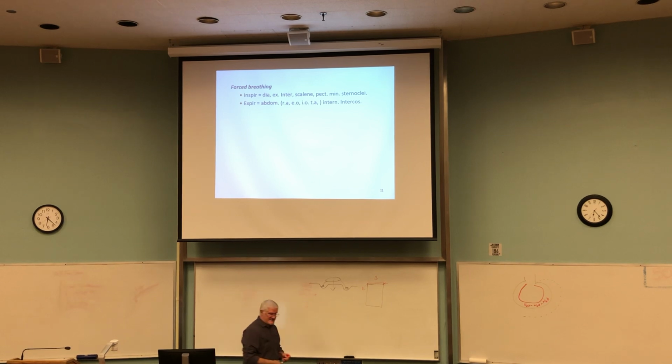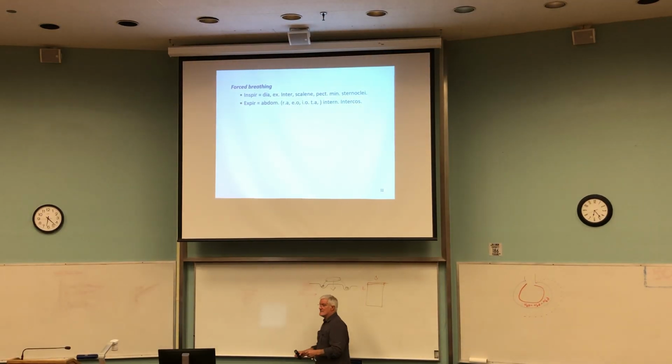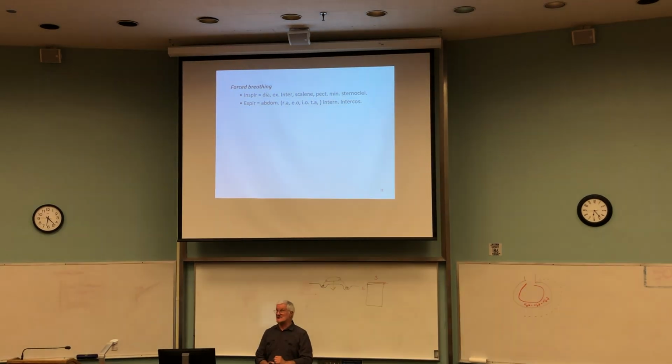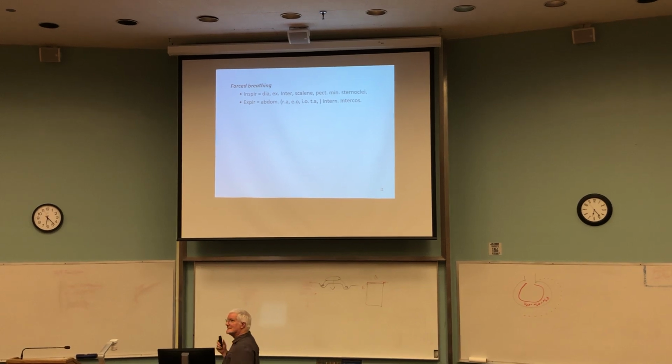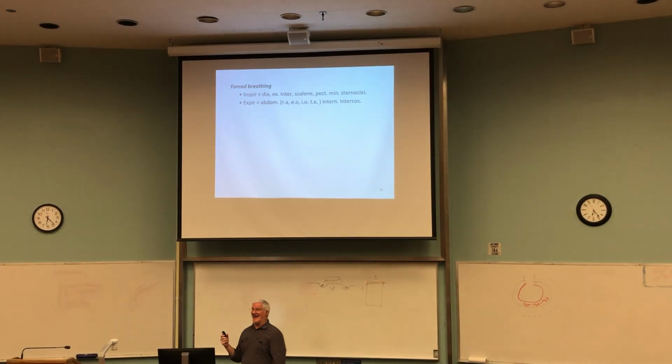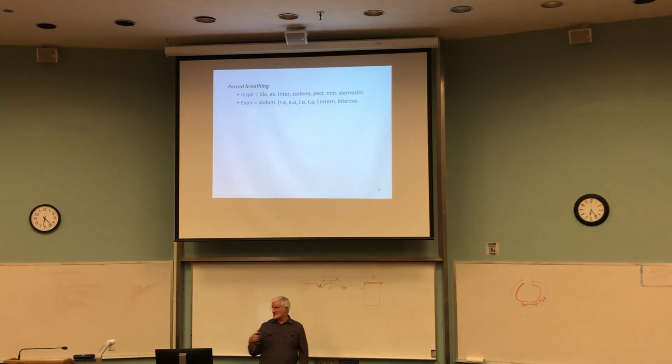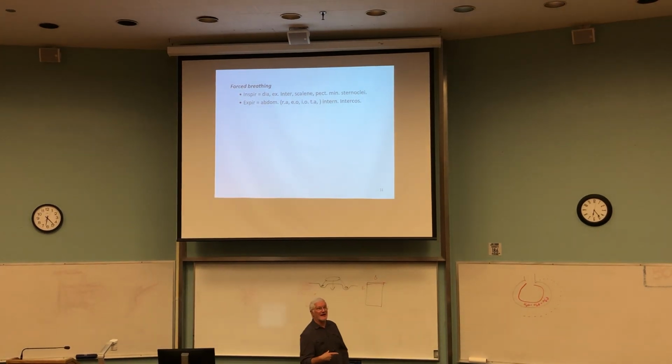All right? We just did relaxed breathing. Let's talk about forced breathing and the muscles that are involved in forced breathing. So apparently, the muscles involved in inspiration are exter, scalene, pecmen, sternocleidomastoid. What in the hell are those? Do you guys remember? Yeah. Diaphragm, external costal, scalene, pectoralis minor, and sternocleidomastoids.